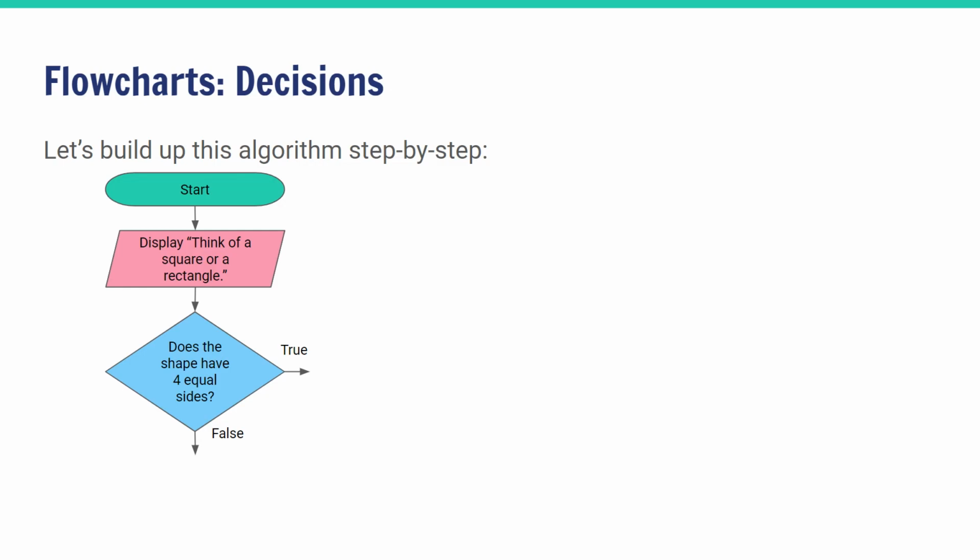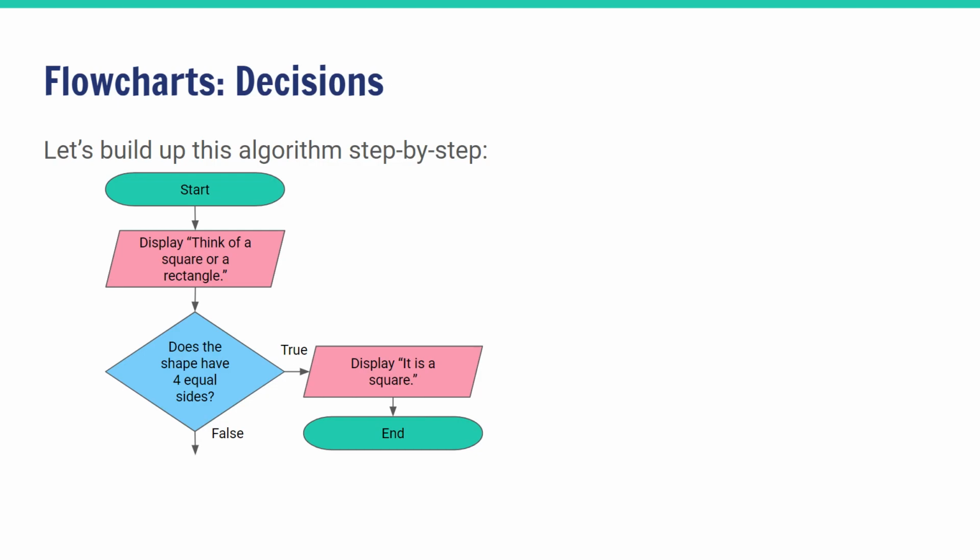We're going to follow the true path first. So if the shape does have 4 equal sides, that is, the result of the Boolean condition is true, we're going to follow that sideways arrow. We're going to have another output step, which is going to display it is a square. After this step, our algorithm ends. So that completes that path of the decision shape.